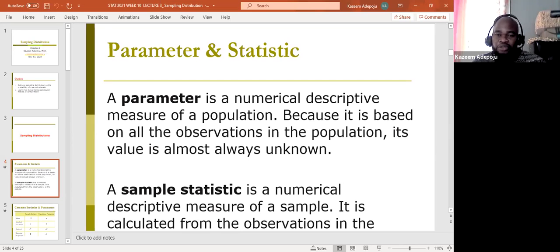Okay. And you know what? When we say parameter, parameter is a numerical descriptive measure of a population. So let me just tell you in ordinary language, I'm going to say parameter is whatever we want to know, what we seek to determine. We may want to know what is the number of people with the COVID.